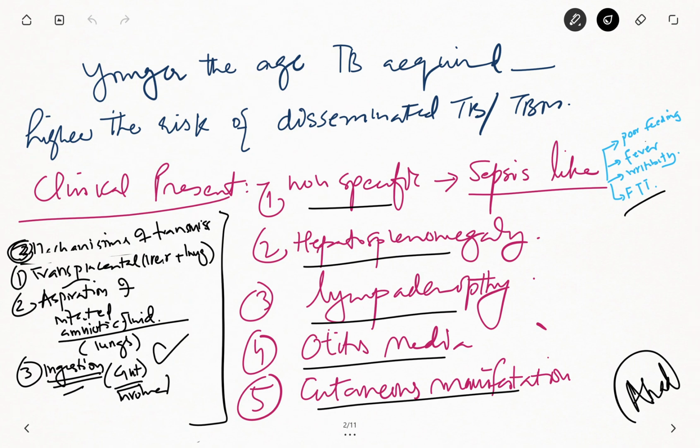One very important thing is that the younger the age at which TB is acquired, the higher the risk of disseminated TB or TBM. So congenital tuberculosis always puts a newborn at risk of developing disseminated TB or TBM. As I said earlier, the three mechanisms of transmission are transplacental, aspiration of the infected amniotic fluid, and ingestion, which involves the gut. Clinically, the newborn usually presents with sepsis-like symptoms, poor feeding, fever, irritability, and in the longer run, failure to thrive. Hepatosplenomegaly, lymphadenopathy, otitis media, and cutaneous manifestations are other possible manifestations of congenital TB.